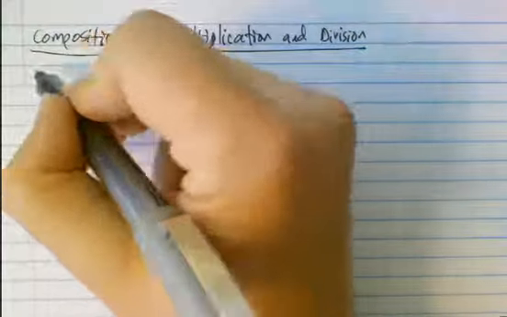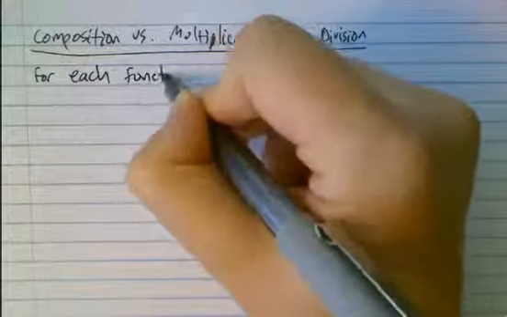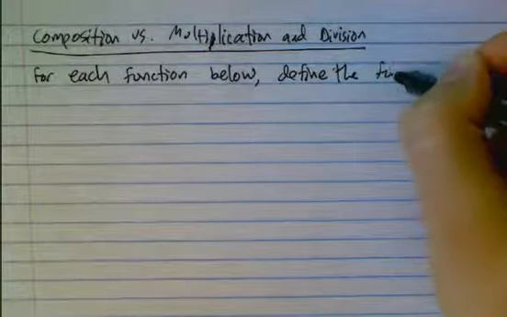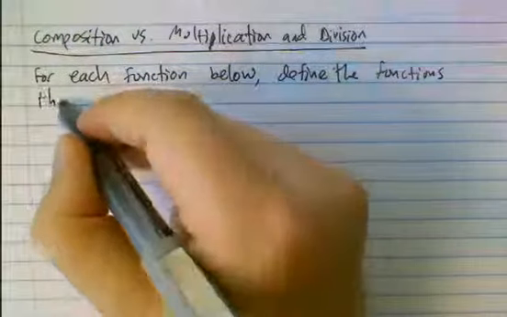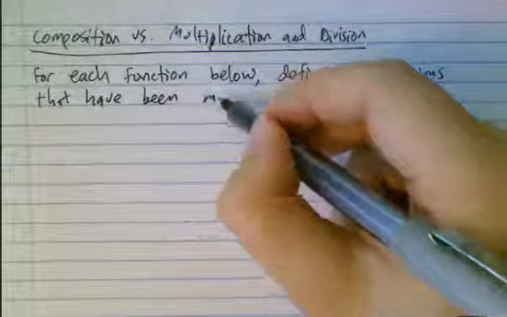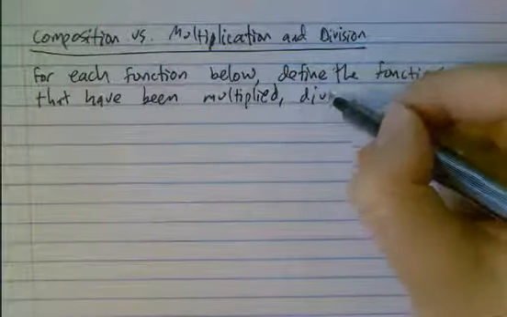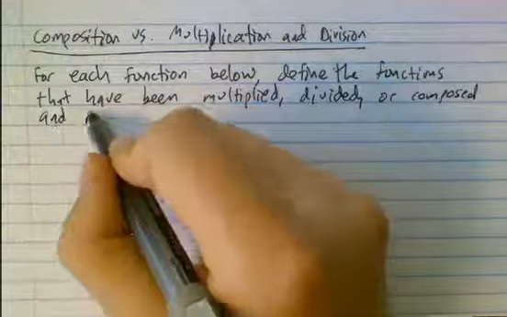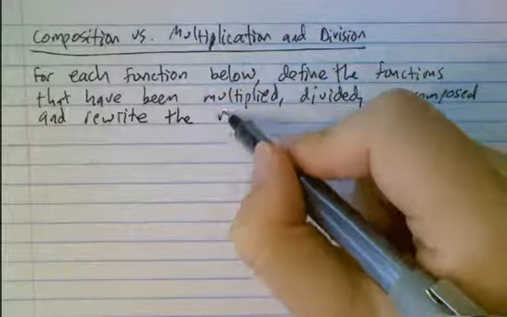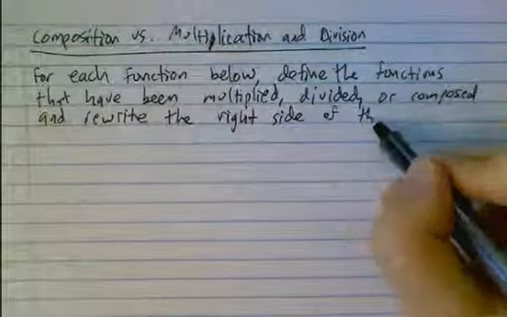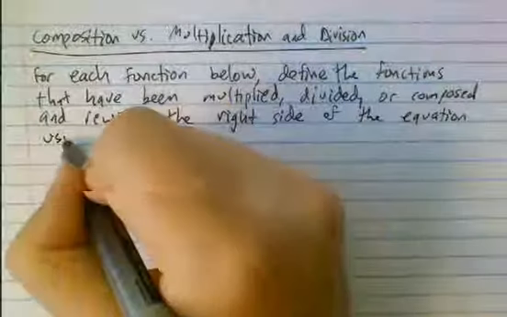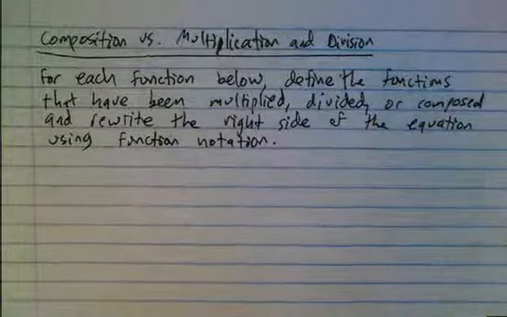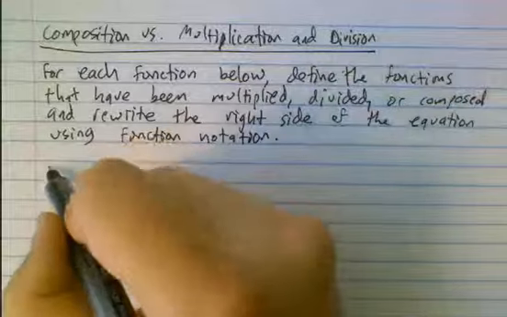So here are going to be general instructions. For each function, define the functions that have been multiplied, divided, or composed, and rewrite the right side of the equation using function notation. These are the same directions as we were doing earlier. It's just now we're going to have some slightly more complicated equations.